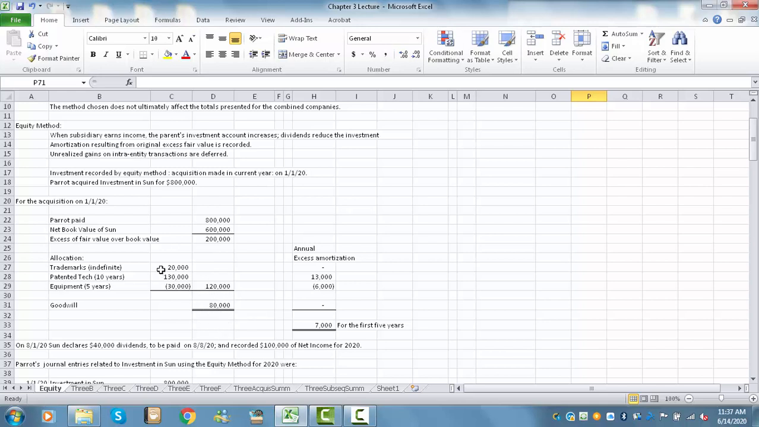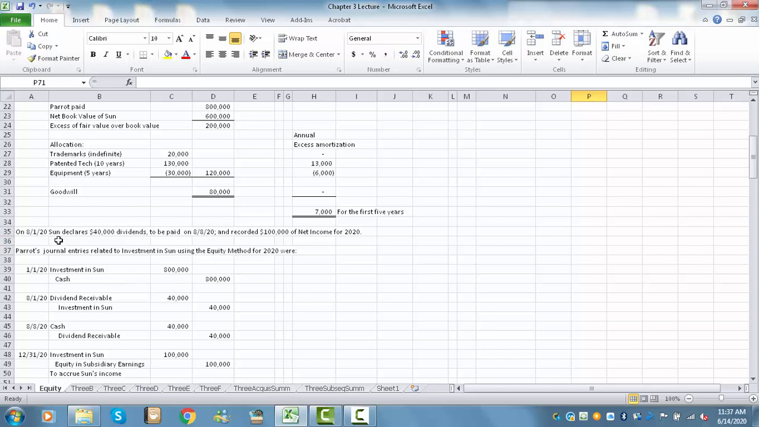The excess annual amortization would be nothing for trademarks because there's an indefinite life. For patents, it would be $13,000 a year. And for equipment, it would be negative $6,000 a year for the first 5 years, because after 5 years it's all amortized and goes away. That would change our annual amortization. Just wanted to point that out.